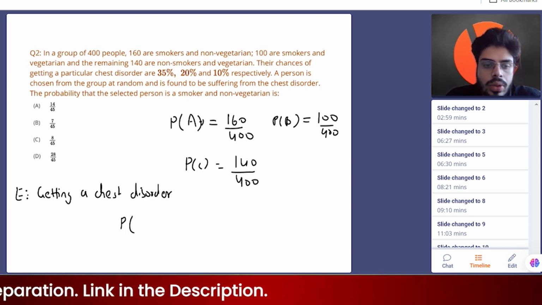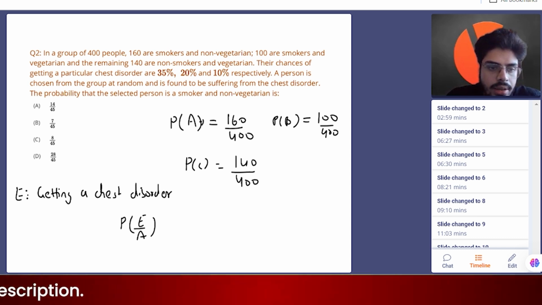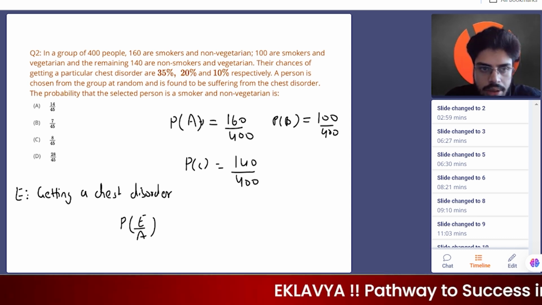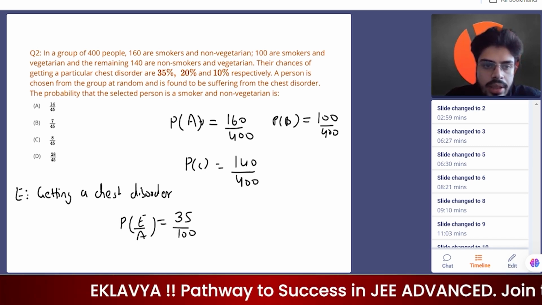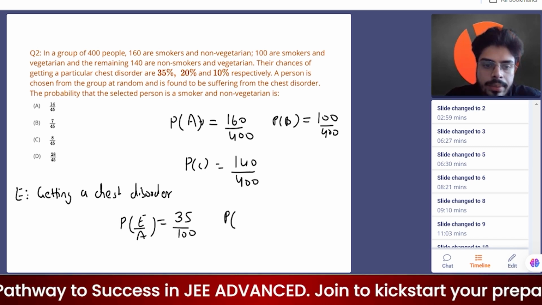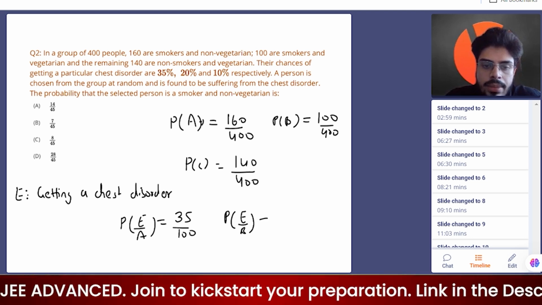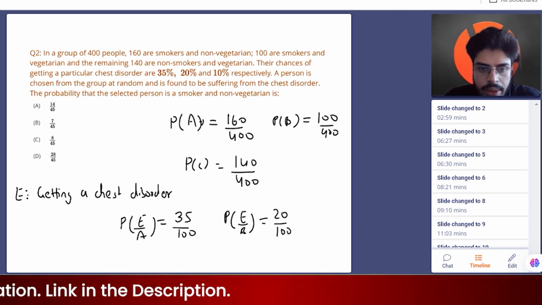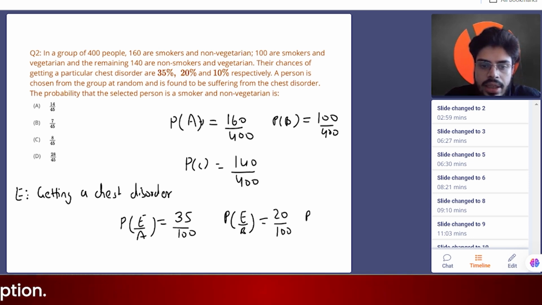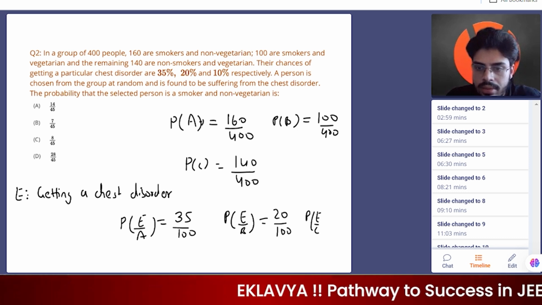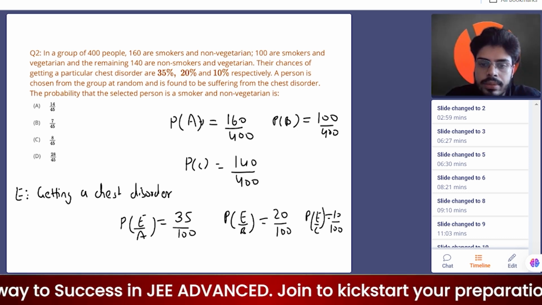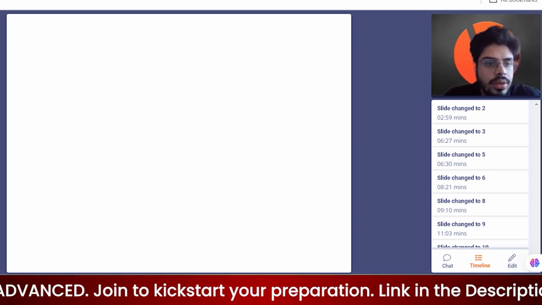So what is the probability of PE by A? That is getting a chest disorder due to being a smoker and non-vegetarian. That will be 35%, 35 by 100. Same thing, PE by B will be 20 by 100, and lastly PE by C will be 10 by 100. Now we have to apply the Bayes theorem.